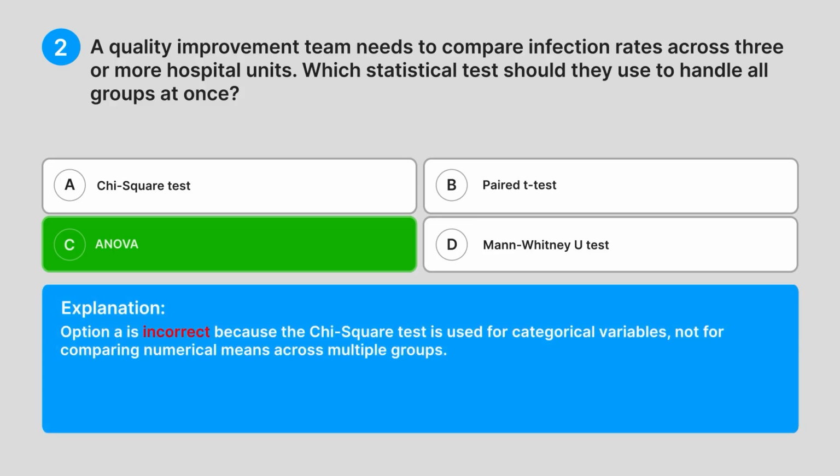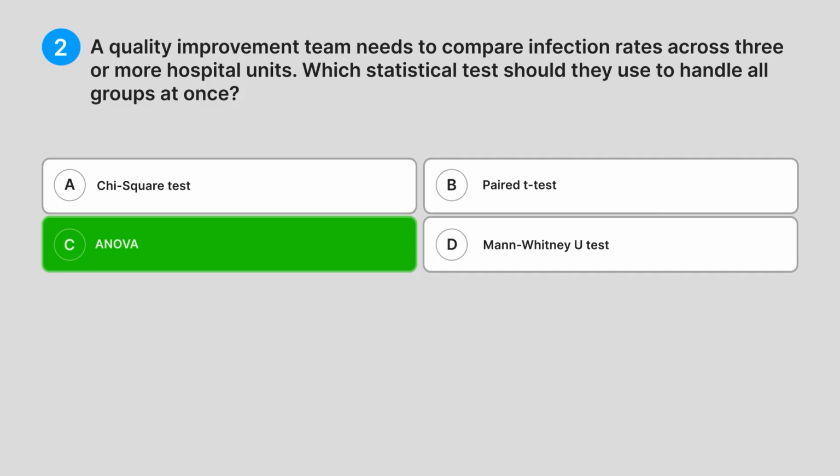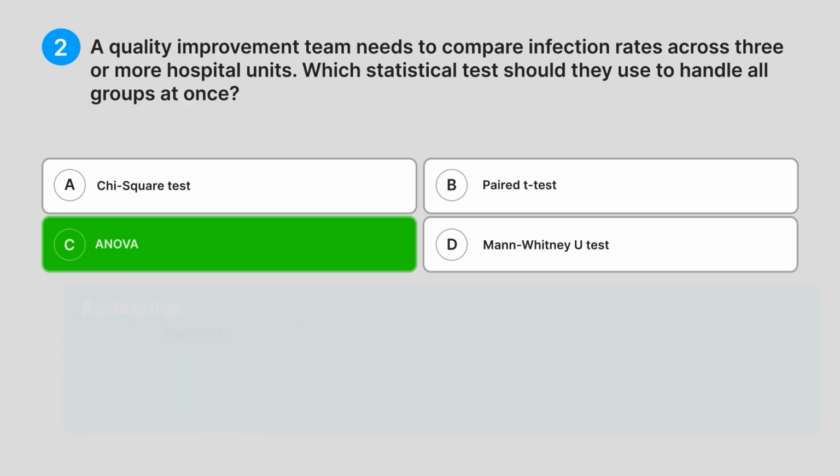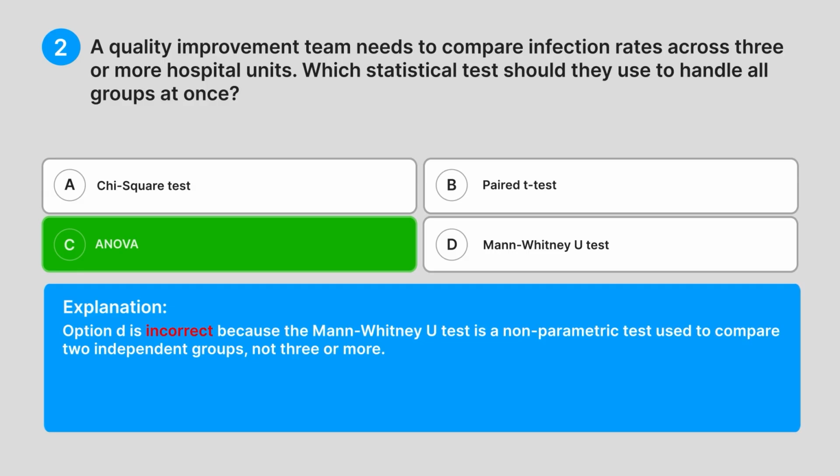Option A is incorrect because the chi-square test is used for categorical variables, not for comparing numerical means across multiple groups. Option B is incorrect because the paired t-test is used to compare 2 related groups, such as measurements taken from the same subjects before and after a treatment. Option D is incorrect because the Mann-Whitney U-test is a non-parametric test used to compare 2 independent groups, not 3 or more.